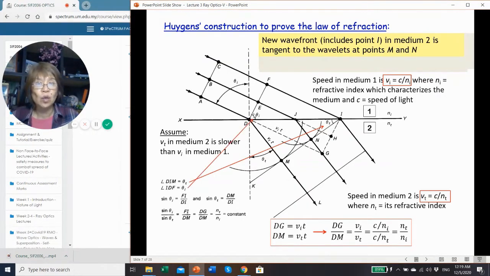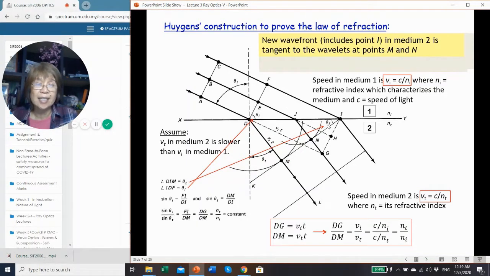Okay. Next, we're going to look at this angle. This is theta I. This is the wavefront of a parabeam, so this is 90 degrees. So it's 90 minus theta I for this angle here. This is a normal, so this is 90 degrees. So this angle would be theta I. Okay. And then we look at this triangle. Sin theta I is equal to FI over DI. Now this one is common for this right angle triangle.